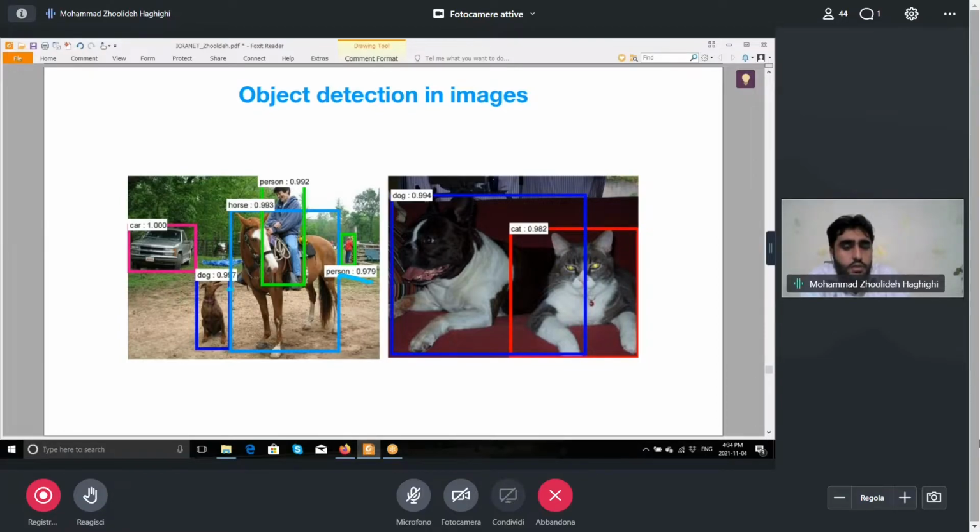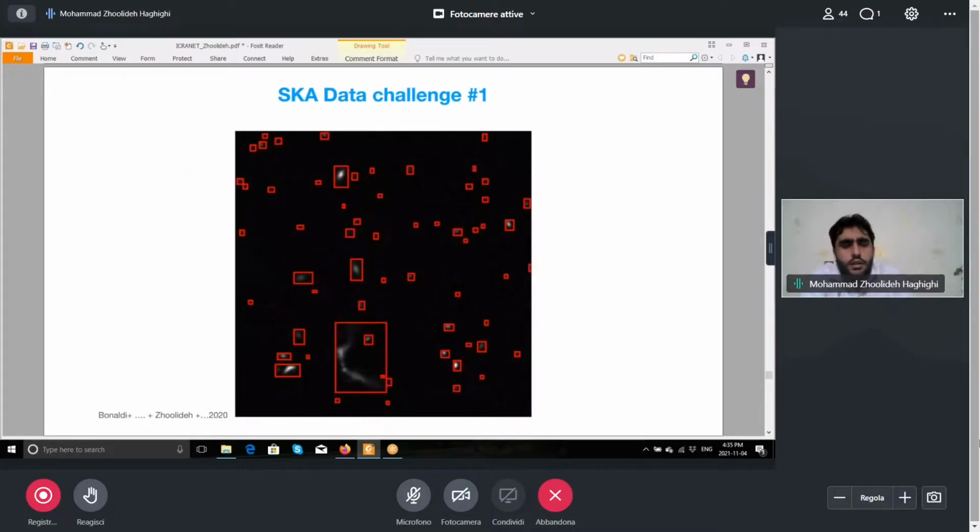99, 97, and close to human accuracy. And these images were not seen before by the machine. This is the magic. A similar approach can be applied to astronomical observation. We have done a similar method, some CNN-based, convolutional neural network methods, on SKA radio images.